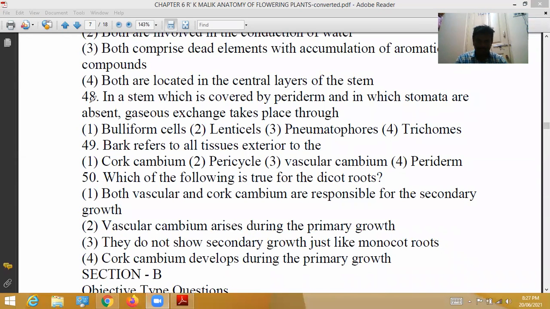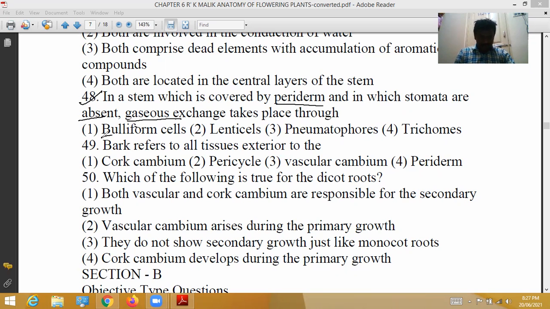48th question. In a stem which is covered by periderm and in which stomata are absent, gaseous exchange takes place through what? Stomata are absent, but gaseous exchange takes place in a stem covered by periderm.